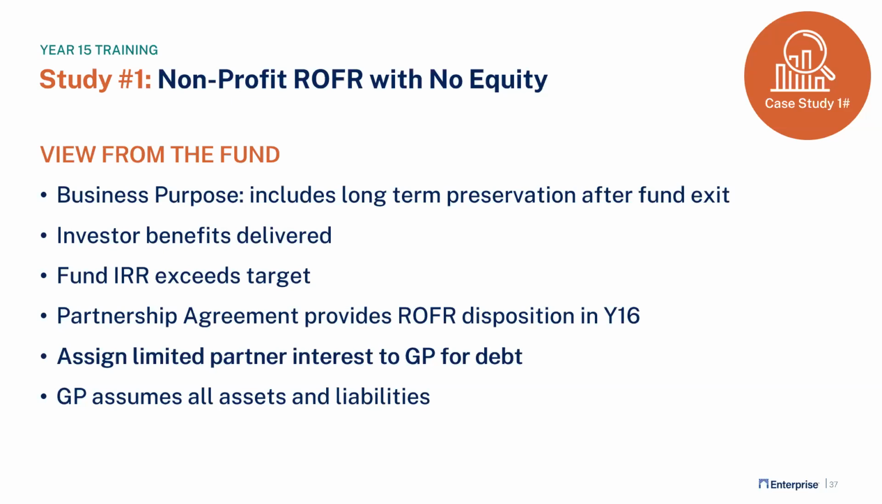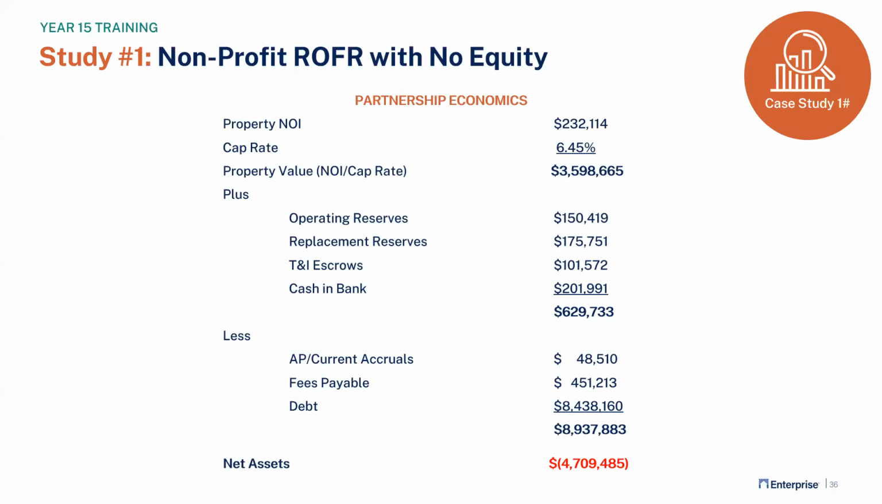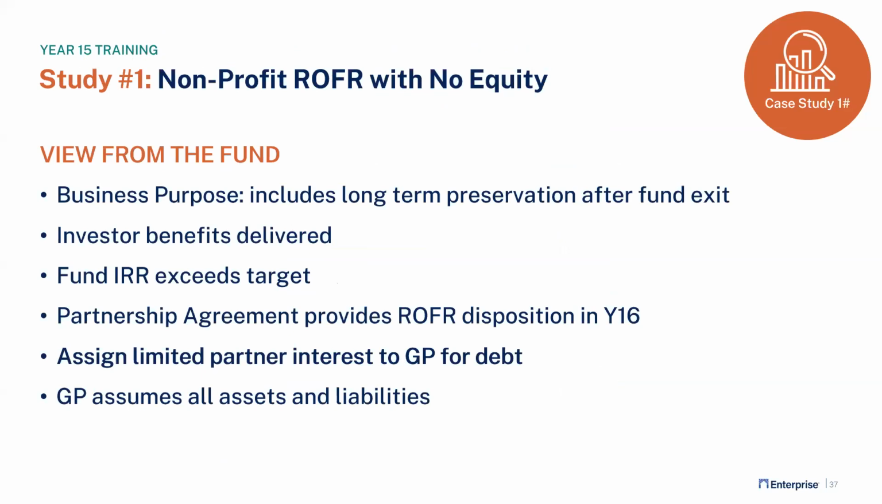This meets the business purpose of the fund, which was to provide for long-term preservation of these projects after the fund exits. The investor benefits were delivered. The IRR, the internal rate of return for the fund, exceeds target, which is typical in our deals. They did have a right of first refusal, but it doesn't make sense. If the value of the real estate is 3.5 and the value of the debt is 8.4, and you're going to give up all your reserves, why would you go that route? If we did this transfer for $1, the general partner is going to assume all assets and liabilities, and they're free with their new limited partner to continue operations going forward and to keep the project viable and healthy.